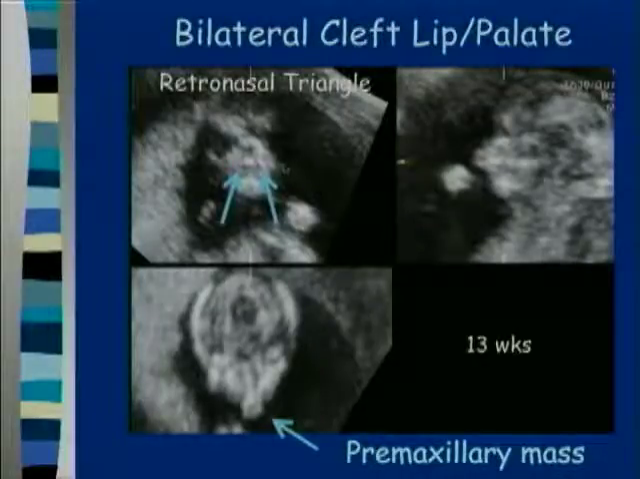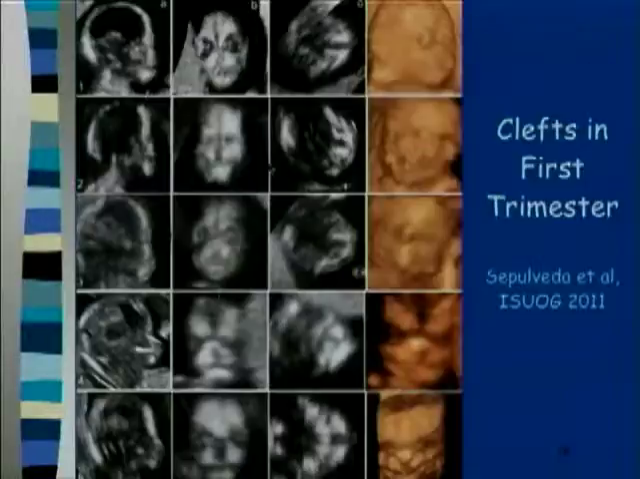So here's another patient in our lab that has a bilateral cleft lip and palate at 13 weeks. And here you can see that the clefts are relatively subtle. This one you can see the premaxillary mass, and then here's the clefts right here. But it was the premaxillary mass that tipped us off that something was wrong with the face. And you can see there's the little cursor of where we are in order to get this type of picture.